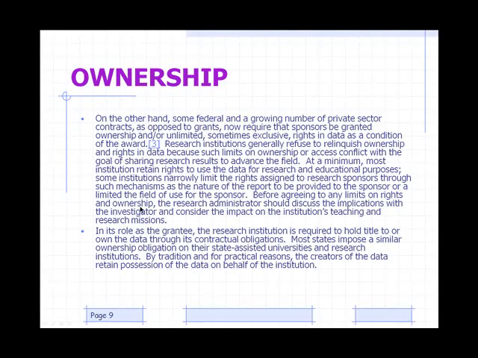Before agreeing to any limits on rights and ownership, the research administrator should discuss the implications with the investigator and consider the impact on the institution's teaching and research missions. In its role as the grantee, the research institution is required to hold title to or own the data through its contractual obligations. Most states impose a similar ownership obligation on their state-assisted universities and research institutions. By tradition and for practical reasons, the creators of the data retain possession of the data on behalf of the institution. So we'll apply a term to that called stewardship as we proceed.